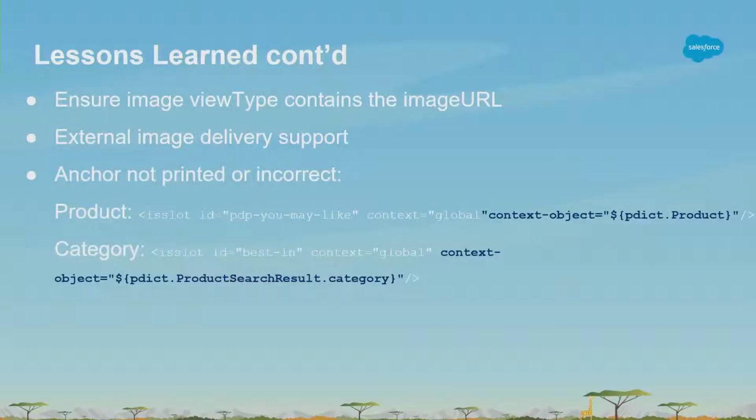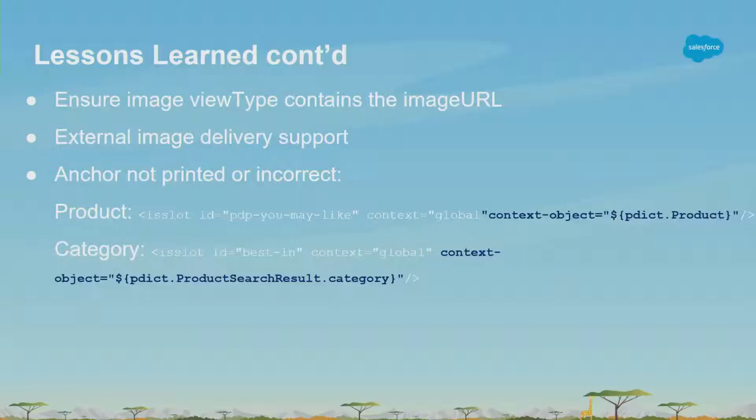This is a big one. We still see it come up. The anchor is not printed or is printed incorrectly. So we have this concept of an anchor. If you're on a product page, we want to recommend to the shopper based on what we're seeing, the activity that's happening around that product. So in order to do that, we need to know what that product is and recommend based on that.